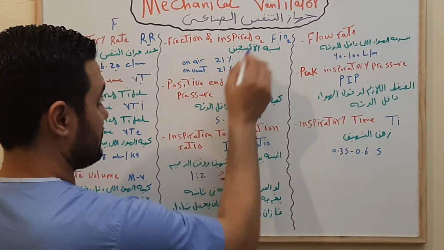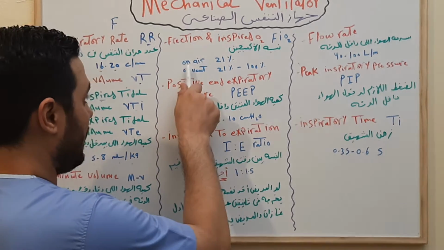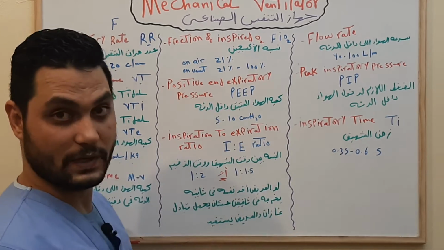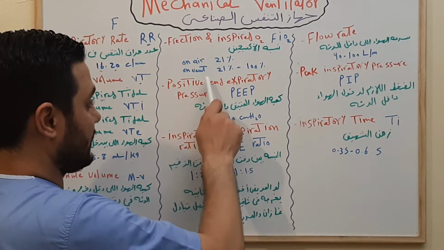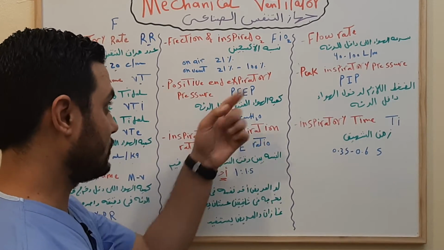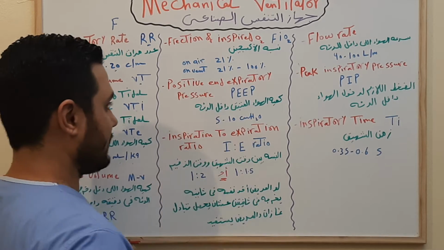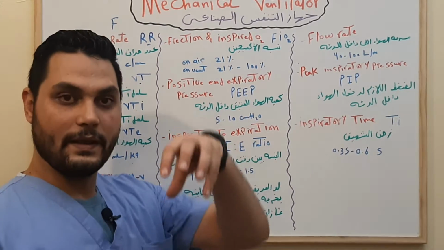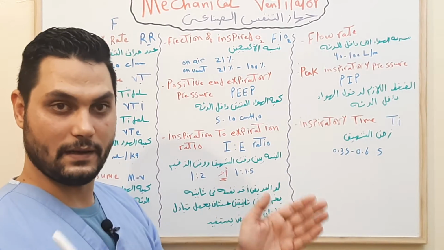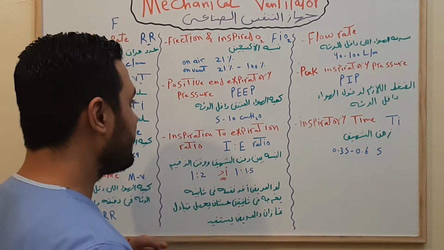FiO2, fraction of inspired O2. This is the concentration of O2 in the mechanical ventilator. As we know, oxygen in air is 21%. On mechanical ventilator we can set this from 21 to 100%. After that, PEEP, this is positive end expiratory pressure. This is the amount of air remaining, the residual air in the lung, which keeps the lung open. The normal range is from 5 to 10.